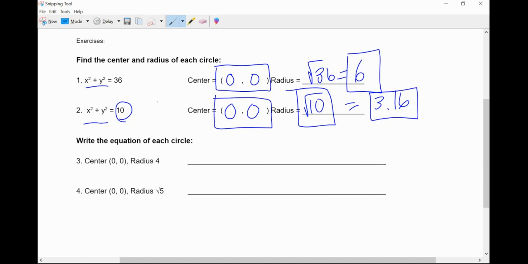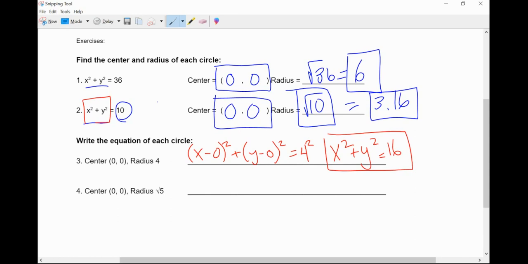All right, the next one asks you the reverse question. It's giving you the center, and the radius is 4. So to begin, if you know that it's just x squared plus y squared, you can just write that. Or you can say, okay, x minus 0 squared plus y minus 0 squared is equal to 4 squared. That's the Pythagorean theorem. And to simplify that, x squared plus y squared equals 16. That's the equation of that circle.